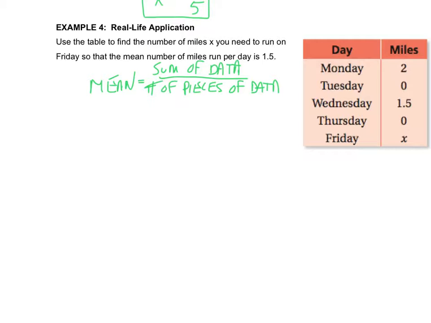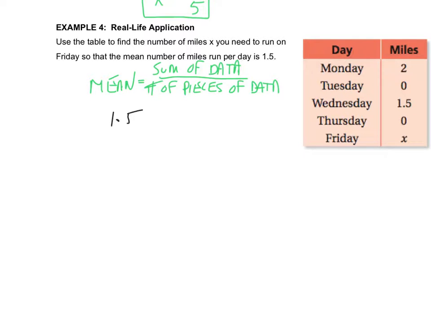So what we want to do is fill in what we have and go from there, okay? So the question is, do I have the mean already? In the past, you guys used to get a bunch of information and be told to find the mean. We already have the mean. It says up here, the mean of the miles run per day is 1.5. So we're going to just start filling out our equation.